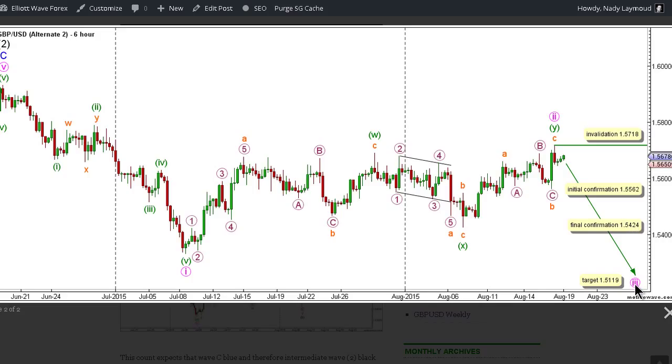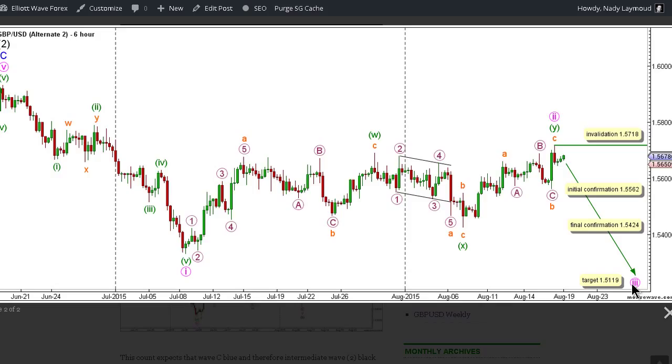We have an initial target for the completion of wave 3 pink at 1.5119, as at that level wave 3 pink will reach equality with wave 1 pink. We will be able to refine that target once wave 3 pink starts to subdivide toward the downside.